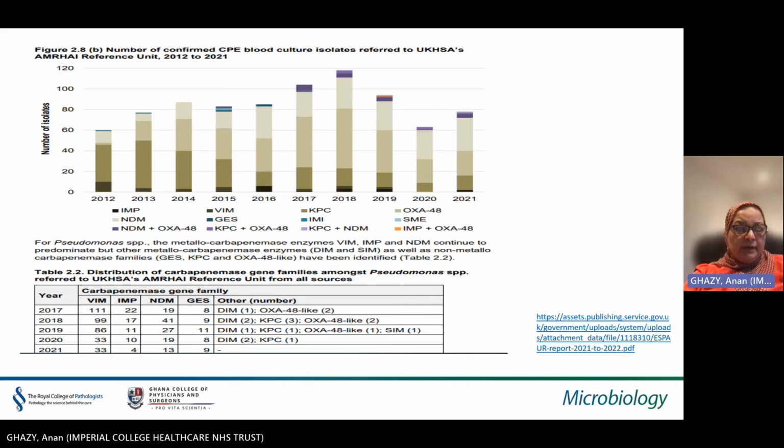This figure is also showing the number of confirmed CPE bloodstream infections referred to the Public Health England. Again, these are the main groups. We can see that the highest number is OXA-48 plus KPC plus NDM. So these are the main groups. We can see in this figure that the highest is NDM plus OXA-48, also KPC plus OXA-48, KPC and NDM.